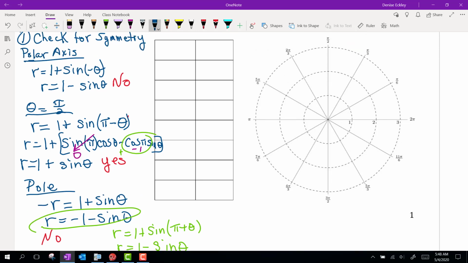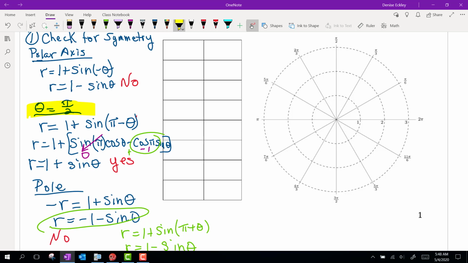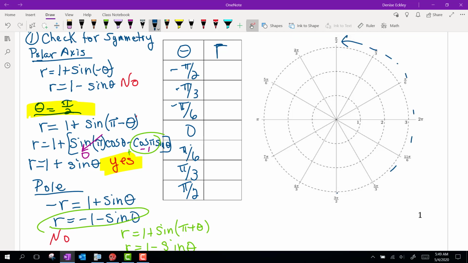Okay, so now we know, since we have symmetry with respect to pi over 2, we only have to graph points between, I'll mark this up, then I'll take it off, right here, and then we can just reflect them to this side. So that's what we're going to do. So it's less points we have to graph. So let's set up our table. So here's theta, here's r, and so I'm going to pick negative pi over 2, negative pi over 3, negative pi over 6, 0, pi over 6, pi over 3, and then pi over 2. So you can see I'm going to start here, and I'm going to work my way up to there. That's my goal.